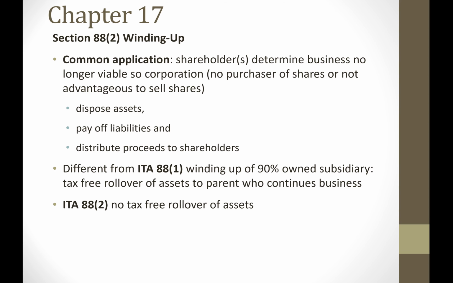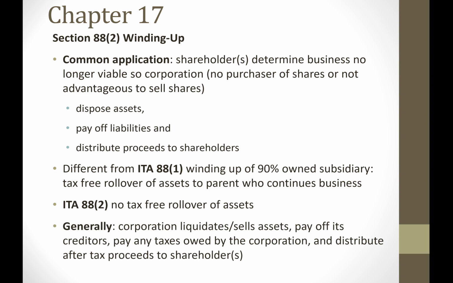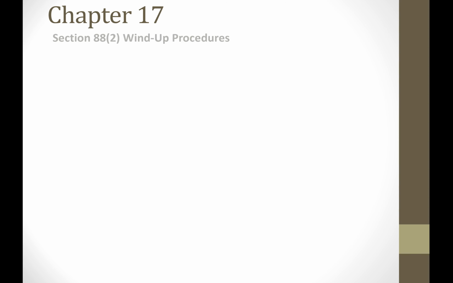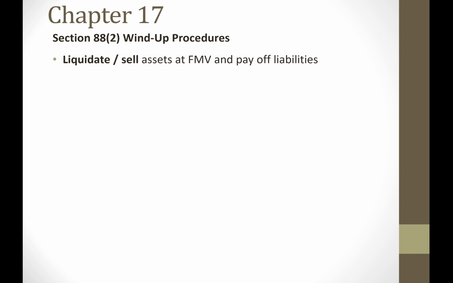Now with an 88.2, what we're going to focus on, there's no tax-free rollover. The corporation will sell the assets. They're going to trigger perhaps capital gains. There might be a recapture. They're going to have to pay tax on that. So there's no tax-free rollover on an 88.2. Now, once again, generally the corporation will sell the assets, pay off the liabilities, pay any taxes, and then distribute any after-tax proceeds to the shareholders. Now, on the next slide, there's steps that need to be followed.